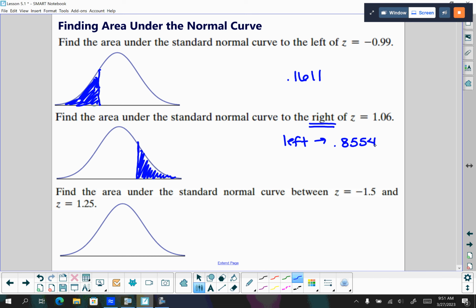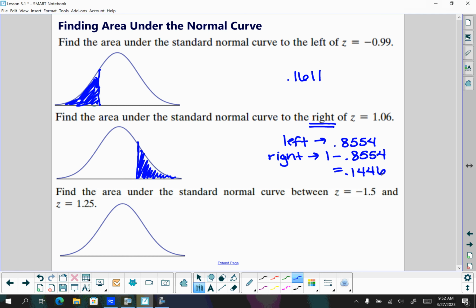So if 0.8554 is to the left, how do you think we can use that number to get the area to the right? Any guesses? Yep, it's just a complement. We know the total area under the curve is 1. So just like what we did with probabilities, we can subtract. 0.1446. Okay.